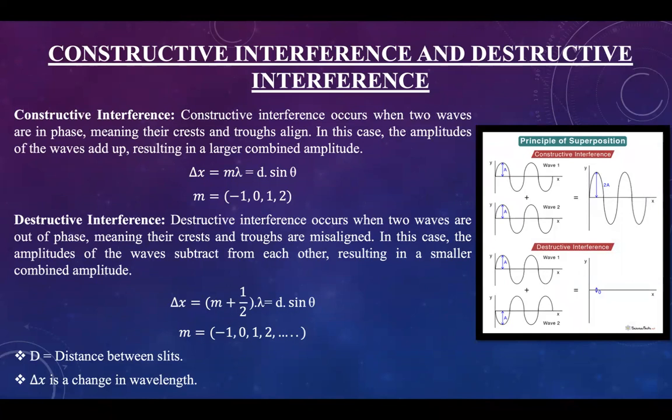Δx = (m + 1/2)λ = d sin θ, where m = -1, 0, 1, 2. And d is the distance between the slits, and Δx is the path difference.